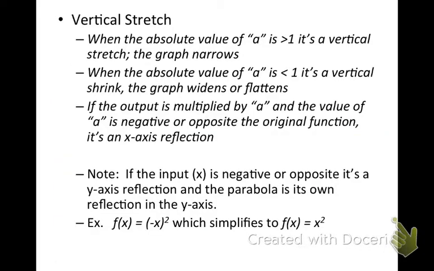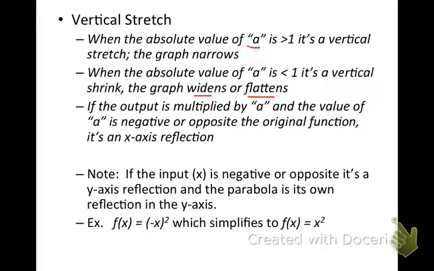Now here are just some definitions to get down. A vertical stretch, you can write these notes, is when the absolute value of a, so we're ignoring if it's negative, is greater than 1. Then it's a vertical stretch and the graph will narrow. When the absolute value of a is less than 1, it's a vertical shrink and the graph widens or flattens.